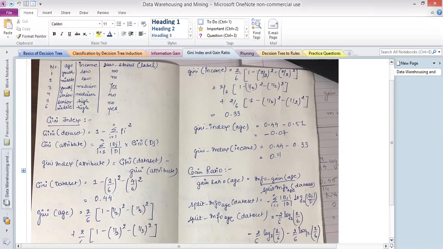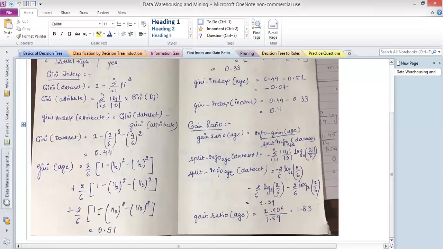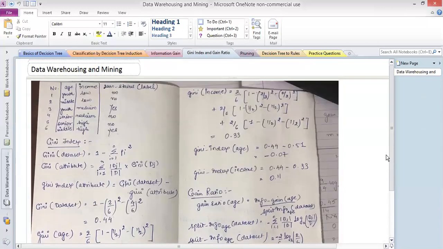For youth, 1 and 2 tuples. One says no, the other one says yes. So 2 by 6, 1 minus 1 by 2 whole square minus 1 by 2 whole square. Plus middle, we've got 2 values. One says no, the other one says yes. So 1 minus 1 by 2 whole square minus 1 by 2 whole square. Senior, we've got 2 values. Both say no. So it is going to be 2 by 6, 1 minus 0 by 2 whole square minus 2 by 2 whole square.